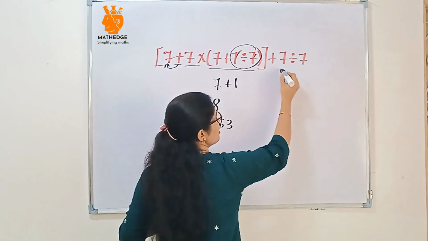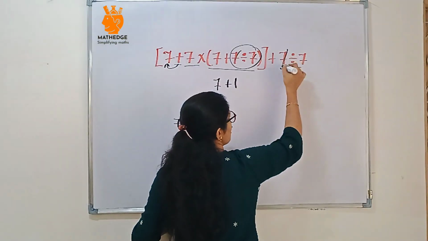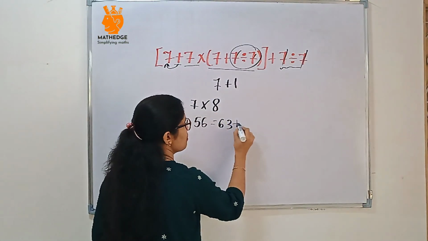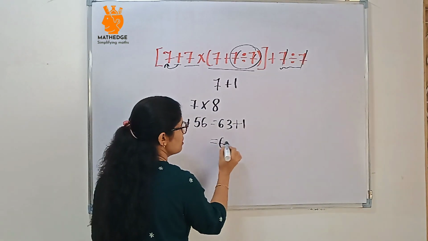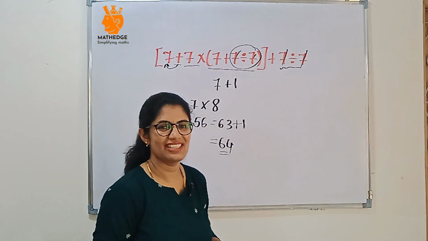Then here, first we have a division, then after that do addition. See, 7 by 7 is 1. So can I write plus 1? Then this will become 64. See, that's our answer. Easy, right?